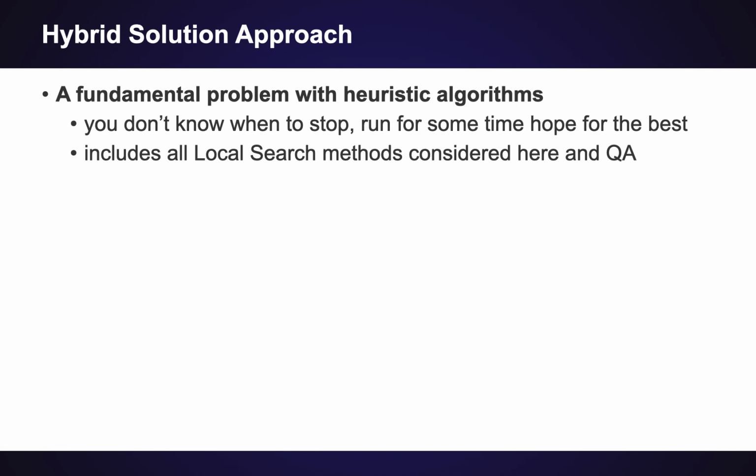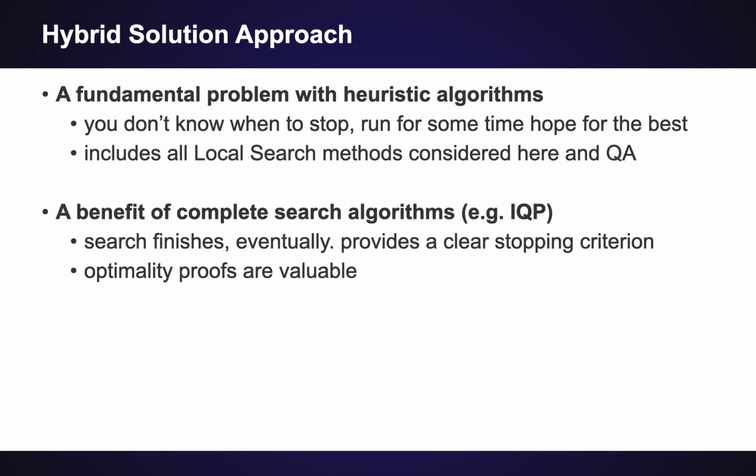And this includes using the quantum annealing approach because it's some kind of a stochastic analog device, and it gives you a lot of different solutions, and you're not quite sure if it's found the best one. The core benefit of these complete search algorithms is that they finish eventually. They're exponential time algorithms, but they have a very clear stopping criterion, and they provide an optimality proof at the end. And so for many practical instances, they can converge and produce a proof and stop quickly.